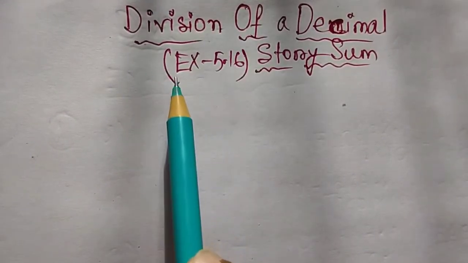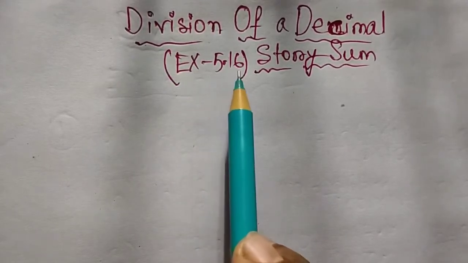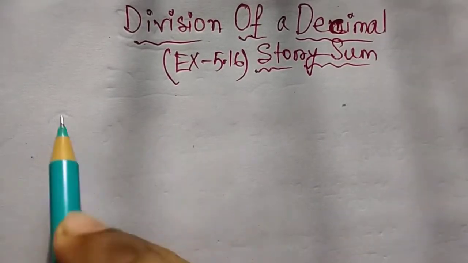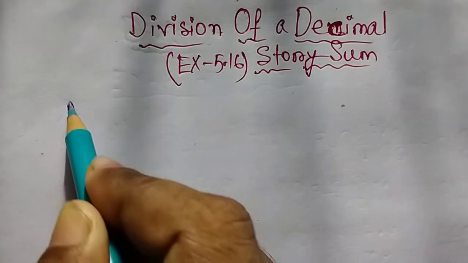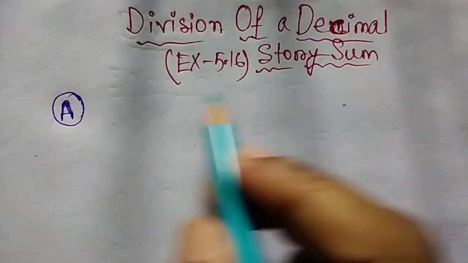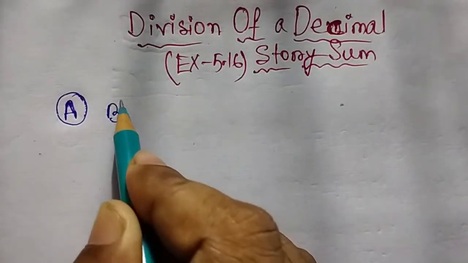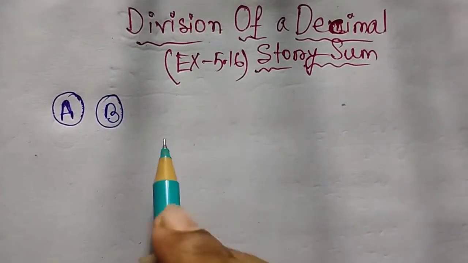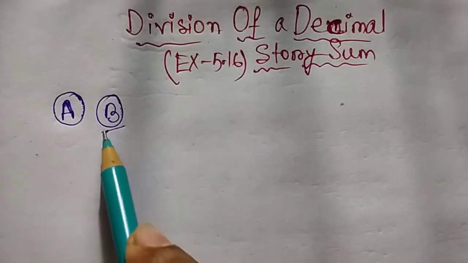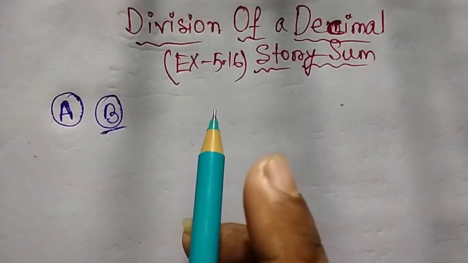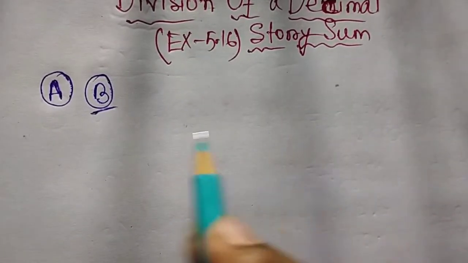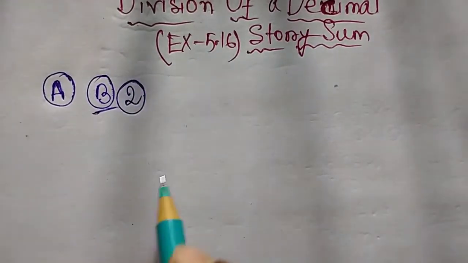In the previous classes we started exercise number 5.16, division of a decimal number by a decimal number. We just completed up to question number A. But in this class we have to complete the story sum, question number B. So try to solve the story sum. All the story sums of question number B are the same. If you understand one story sum, then you can complete all the story sums. Okay, so try to solve question number 2 of B.